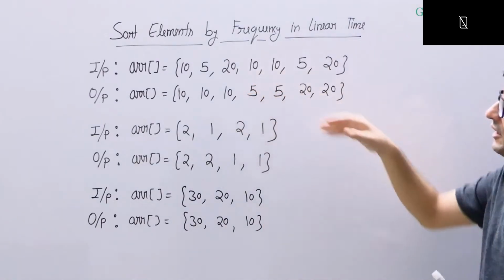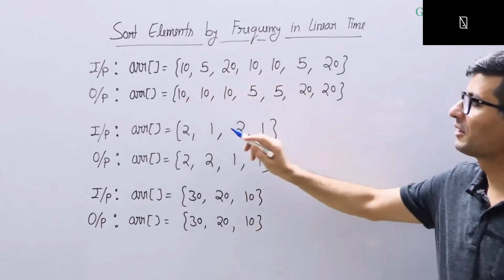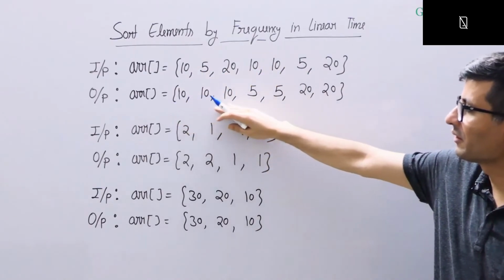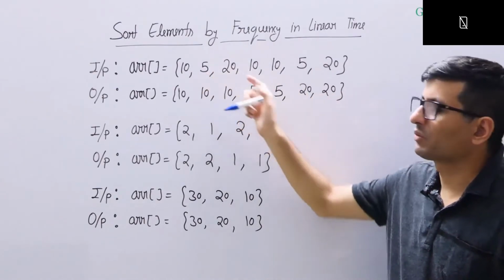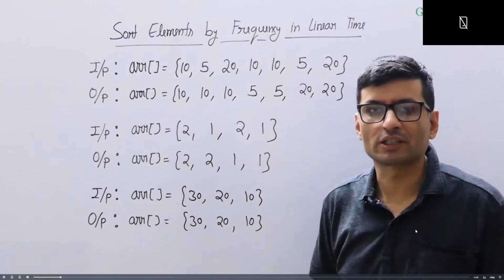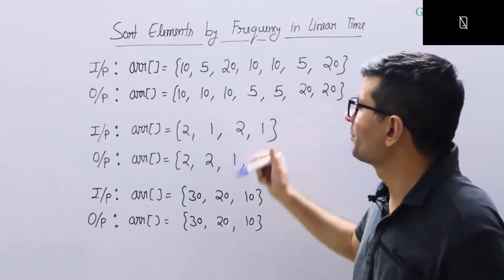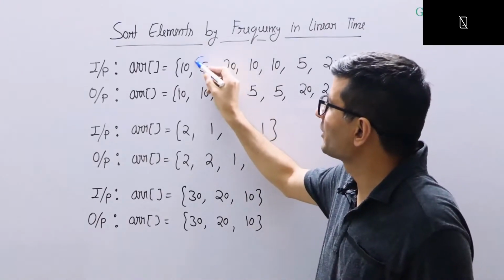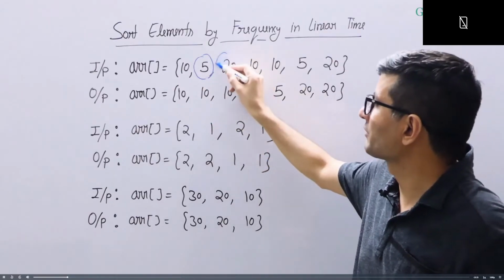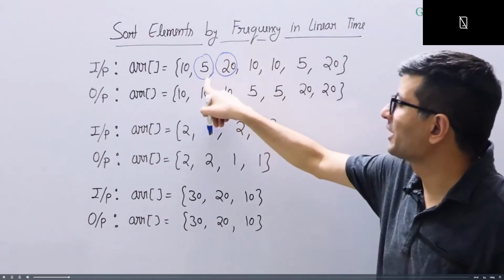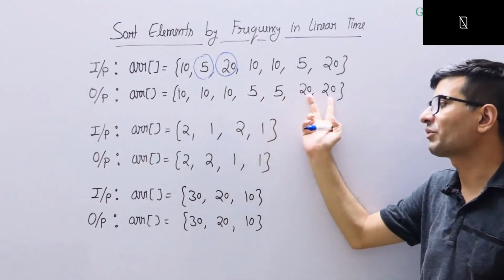Let's say we have this array. So which element is the most frequent here? 10. 10 appears 3 times. So our first element is 10. Then next we have 2 elements with the same frequency, 5 and 20. 5 has frequency 2 and 20 has frequency 2. Now which one should we put first? We break the tie by picking the element whose leftmost appearance is first. Right? 20's leftmost appearance is this and 5's leftmost appearance is this. So we pick the element 5 and we put both occurrences of 5, then both occurrences of 20.